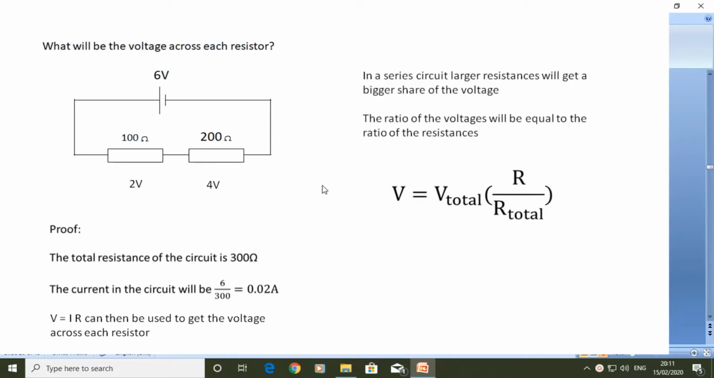Basically, in a series circuit, the bigger the resistor, the bigger the share of the voltage it gets. If the resistance is twice as big as the other one, it gets twice as much voltage. The ratio of the voltages is equal to the ratio of the resistors. There is a more complicated equation that you can use, the potential divider equation, but just doing it by ratios is usually the easiest way. It's called a potential divider circuit because the potential difference is divided between them, it's shared between them.